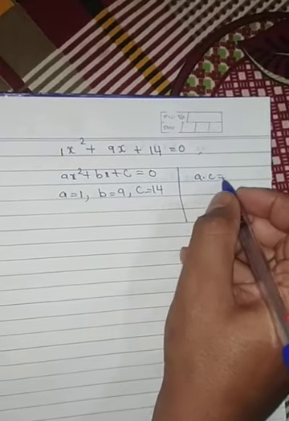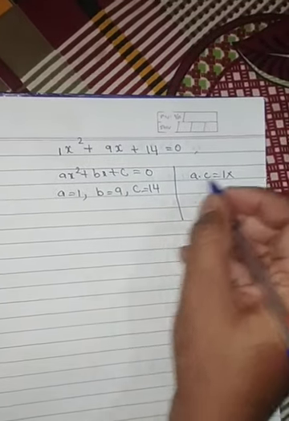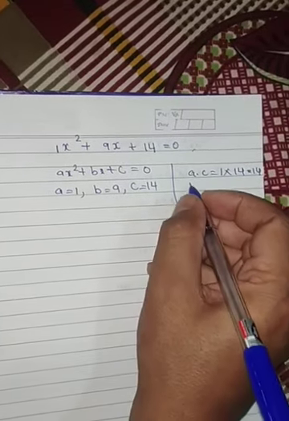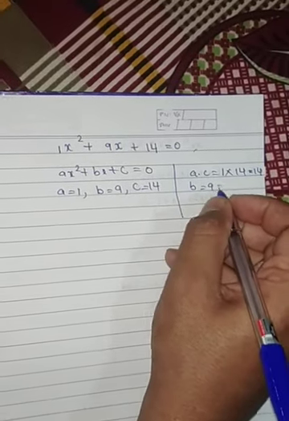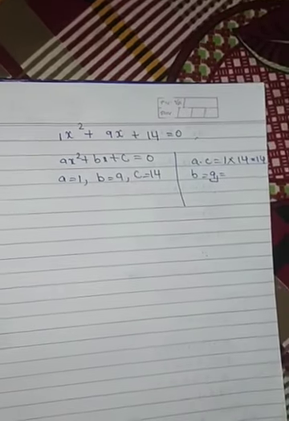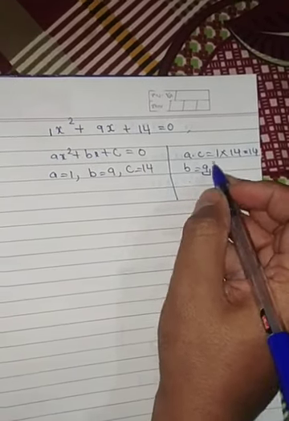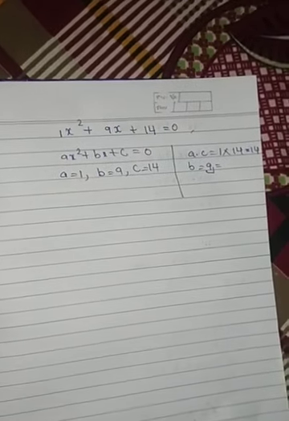Condition: a into c. What is the value of a? 1 into what is the value of c? 14. Then we will get here 14. And what is the value of b? b is equal to 9. तो सिंपली इस 9 के हमें फैक्टर करने हैं. वी हैव टू मीन्स अप्लाई द फैक्टराइजेशन ऑन दिस 9 ओनली. Clear? Understood or not?